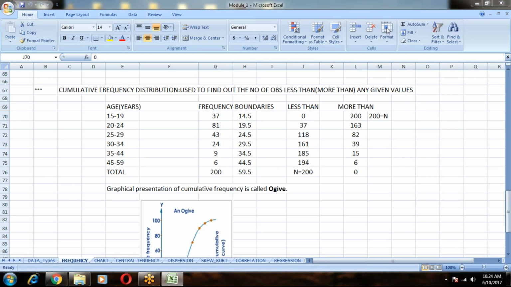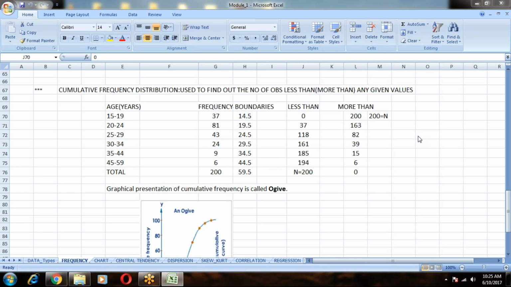There are two types of cumulative frequency distribution: one is less than, another one is more than. So with the same data, the age ranges are 15 to 19, 20 to 24, 25 to 29, along with their frequencies. And we already calculated the boundaries. So we took the lower boundaries of each range: 14.5, 19.5, 24.5, 29.5, 34.5, 44.5 and 59.5.